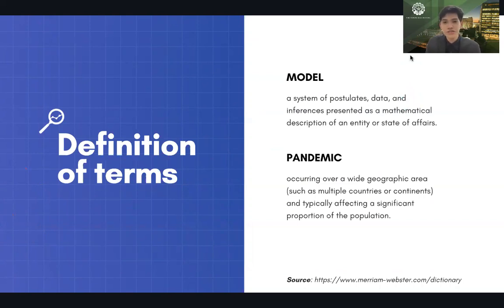So first term is model. Model, in this context, is a system of postulates, data, and inferences presented as a mathematical description of an entity or state of affairs. Whereas pandemic means that it's occurring over a wide geographic area and typically affecting a significant proportion of the population.